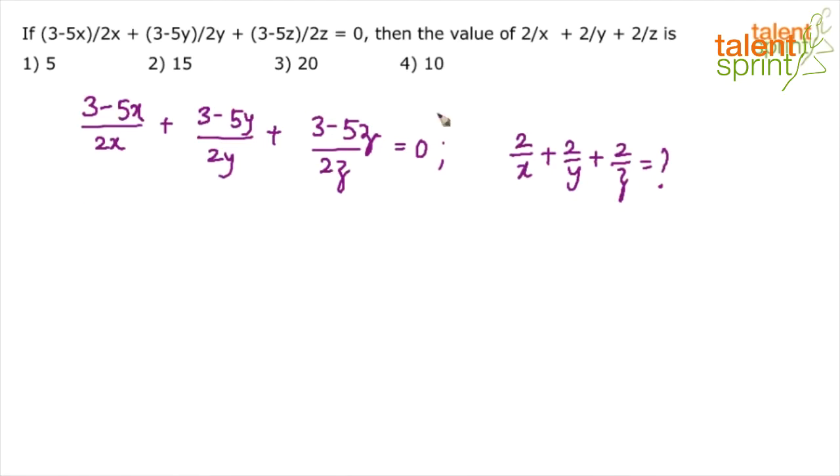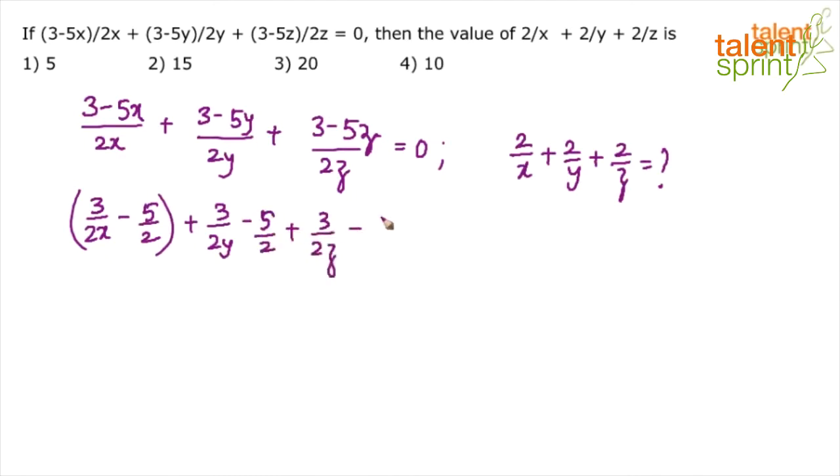So let us try to simplify it directly from the equation itself. See, divide the numerator by the denominator, right, independently. So we'll get what? 3 by 2x minus 5 by 2, right? 3 by 2x, 5x by 2x is 5 by 2. Similarly, 3 by 2y minus 5 by 2. Then 3 by 2z minus again 5 by 2 equals to 0.